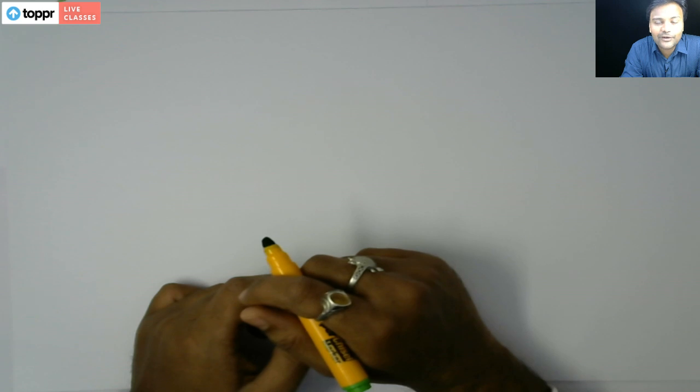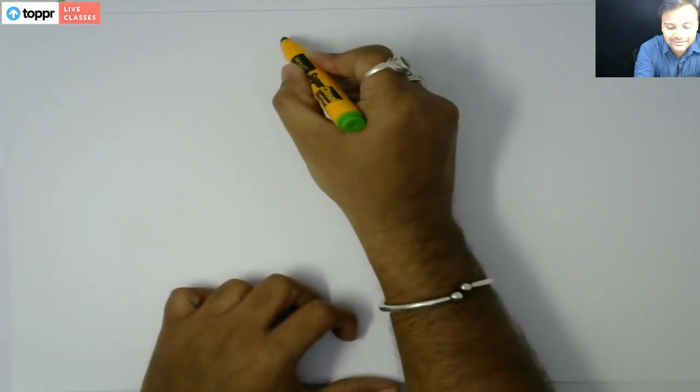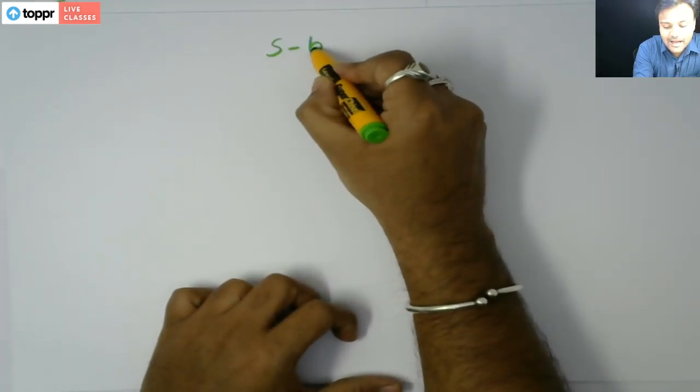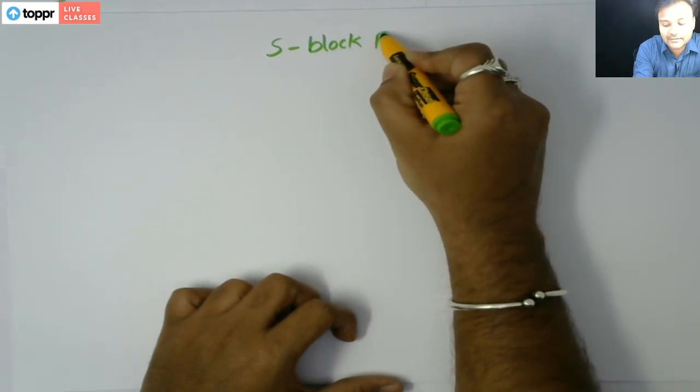In this session we are going to discuss the s-block elements, that is, the alkali and alkaline earth metals.